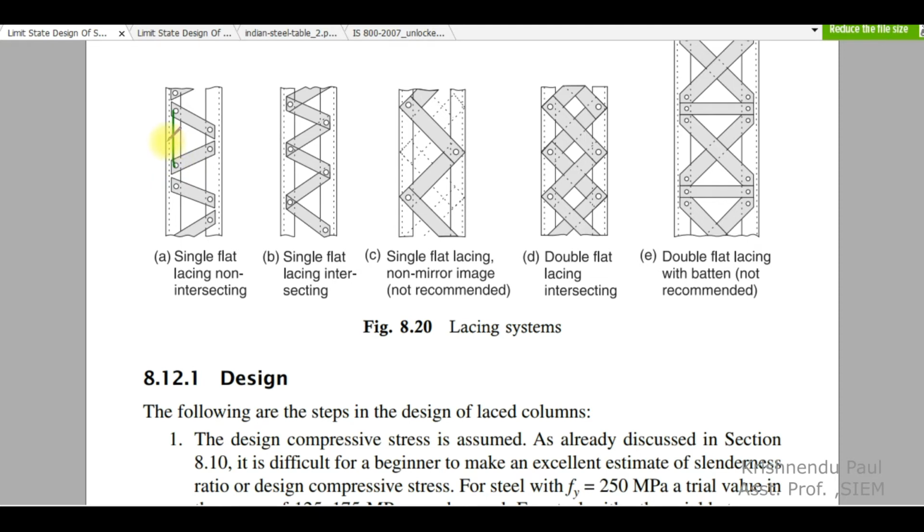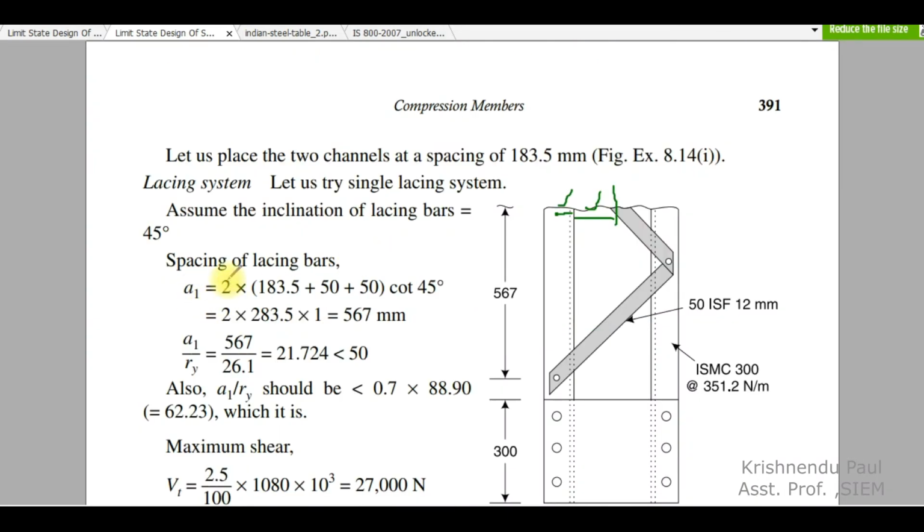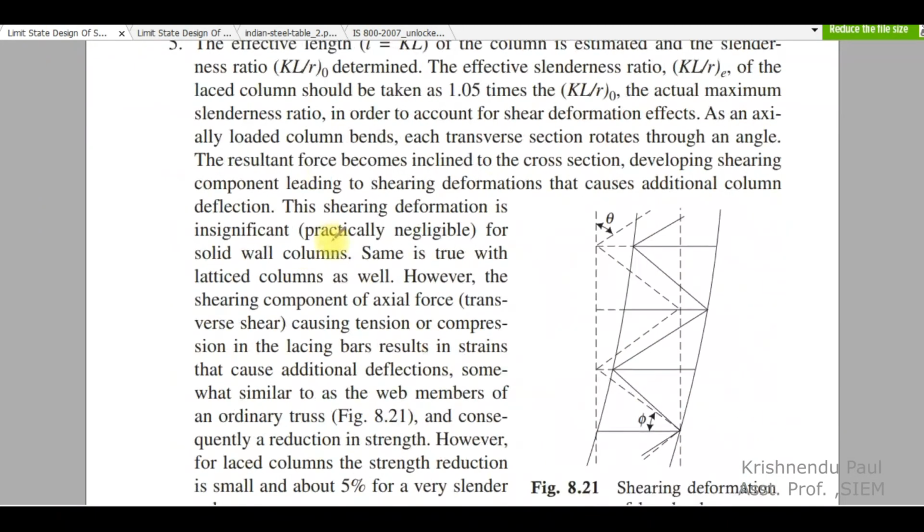So a1 can be found by making a triangle here, like this will be one triangle and this will be another triangle. Now you know the procedure which is described in the previous video lecture, so go through that. Now this a1 is equal to 2 into s plus g into cot theta. So it is 567 millimeter, so this spacing is 567 millimeter. So let us go to the design steps.